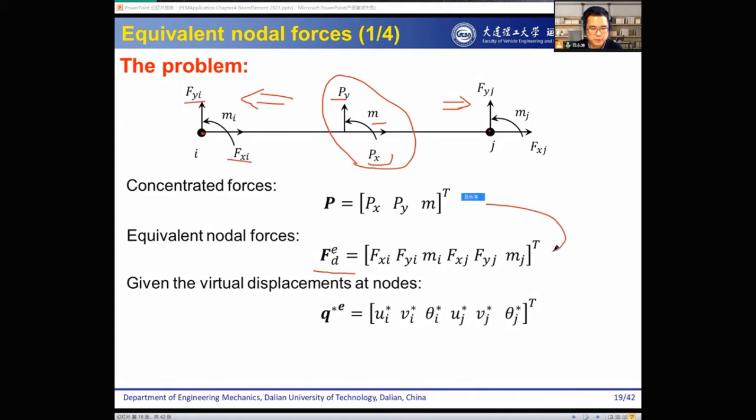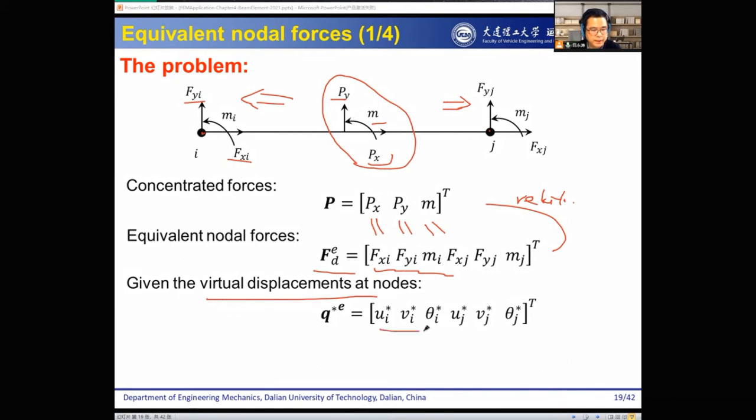So what is the relationship between them? If we can set up the relationship, it means we can use those variables to express those. And how do we set up the relationship? We want to use the virtual displacement method. For this system, if we give a virtual displacement, it should still be in the equilibrium state, and then we can set up the corresponding relationship. So we give the virtual displacement at the node.